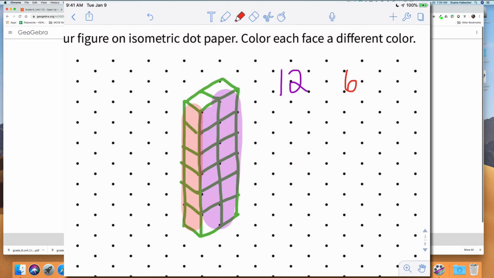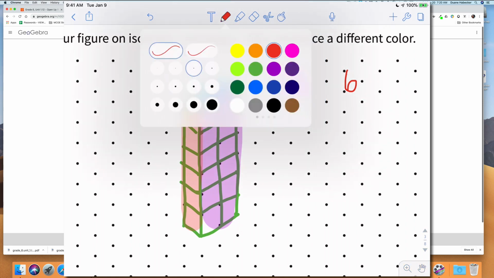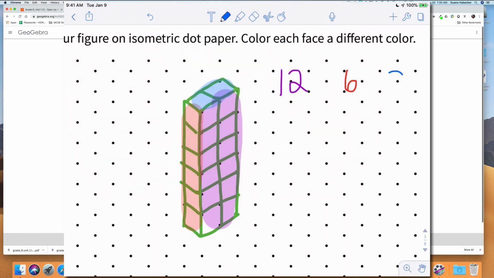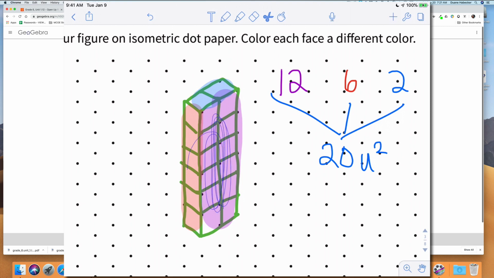And then let's do blue as our top. And that blue has a surface area of 2. And so if we were to add all of that together, let's see, 12 plus 6 is 18, plus 2 more is 20 square units. But that's just for the fact that we can only see 3 sides, right? We can only see the front, we can only see one side, and we can only see the top.